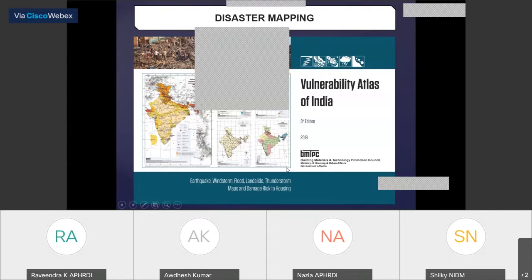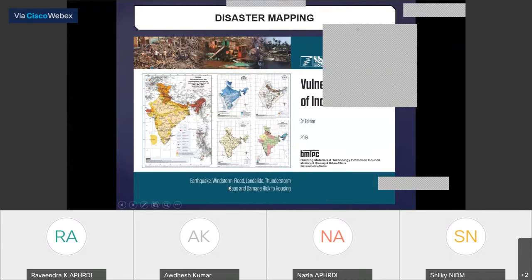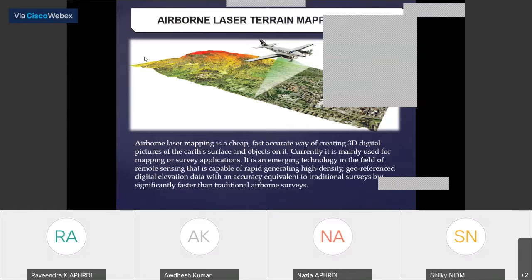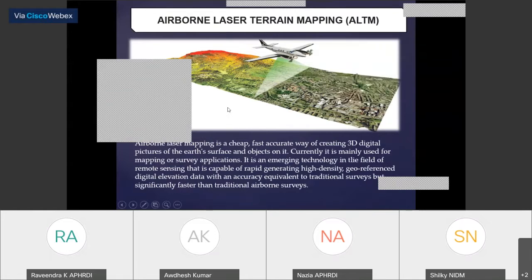So they also provide this type of disaster mapping, where earthquake, windstorm, flood, landslide, thunderstorm maps, and damage risk to housing. They publish a number of thematic maps in this. So this also helps in resilient construction, resilient design, and resilient planning and preparedness of operations in those areas that are likely to be affected by the disaster. Then we have another technology, airborne laser terrain mapping, ALTM.